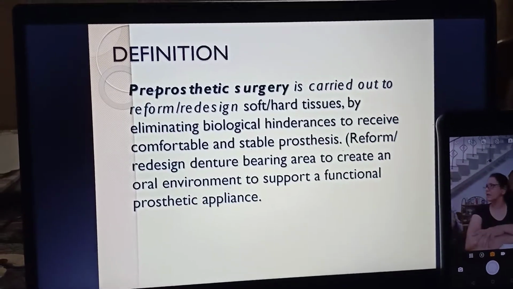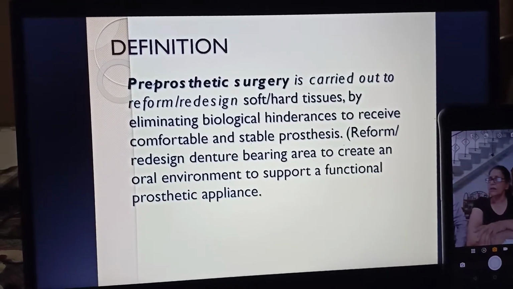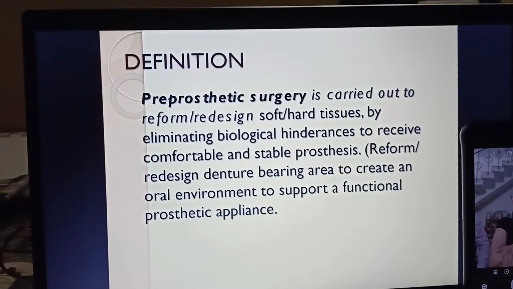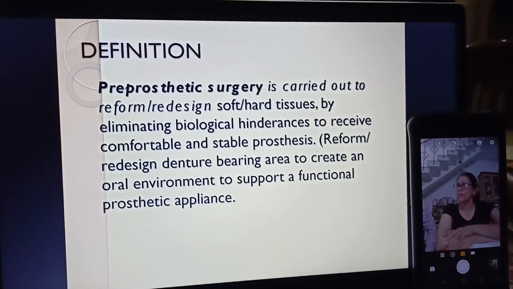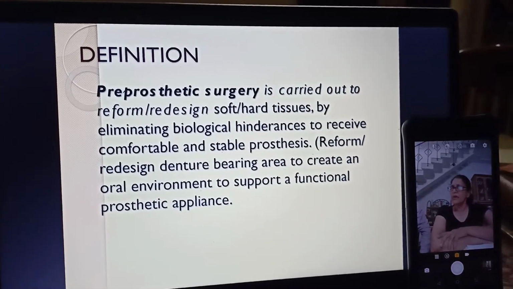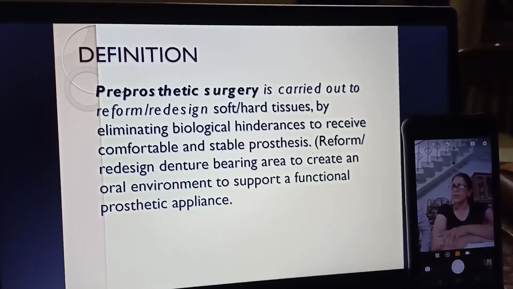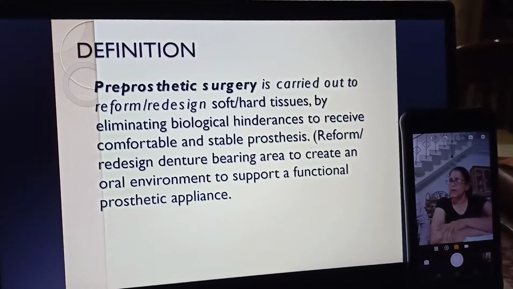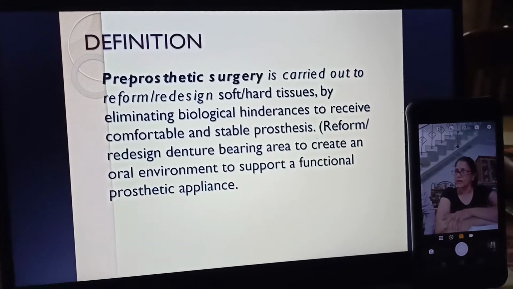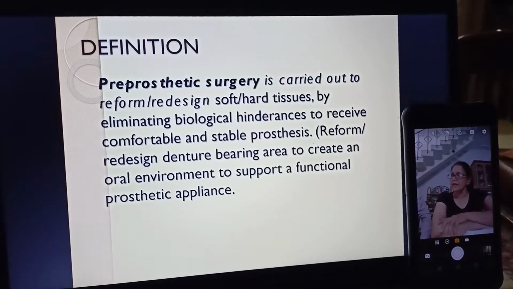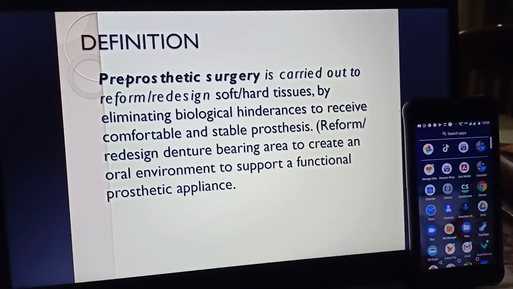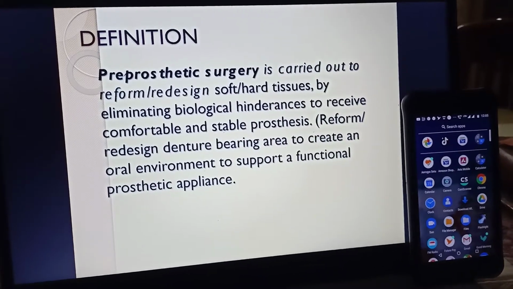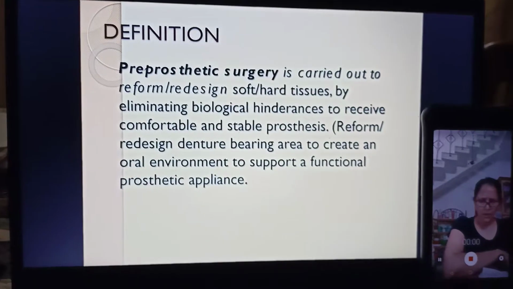By definition, pre-prosthetic surgery is carried out to reform, redesign soft and hard tissues by eliminating biological hindrances to receive comfortable and stable prosthesis. Reform and redesign denture bearing area to create an oral environment to support a functional prosthetic appliance.